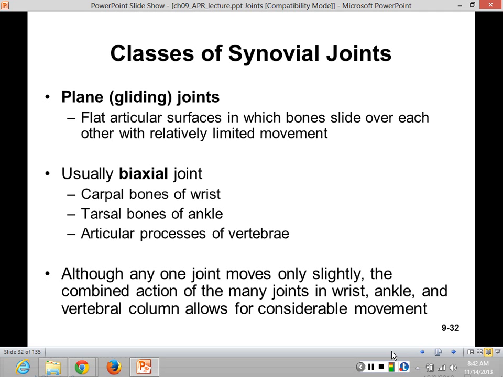Although each joint moves only slightly, the combined action of the many joints in your wrist, your ankle, and your vertebrae allows for considerable movement. But like I said, the vertebral column, as I told you guys the other day, gives you a little bit of flexibility, but you're not going to get a whole lot of movement there. And we're going to talk about that.